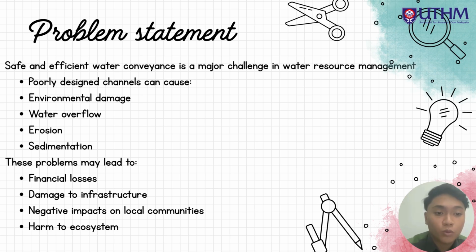Today I'm going to present the problem statement if we don't use the Simpson 1/3 rule. Safe and efficient water conveyance is a critical aspect of water resource management. Poorly designed hydraulic channels can cause a range of problems such as water overflow, soil erosion, and sedimentation. This issue not only threatens the stability of infrastructure but also leads to financial loss, disrupts local communities, and harms the surrounding environment. Ensuring proper channel design and maintenance is therefore essential to protect both human activities and the ecosystem while promoting sustainable water management.